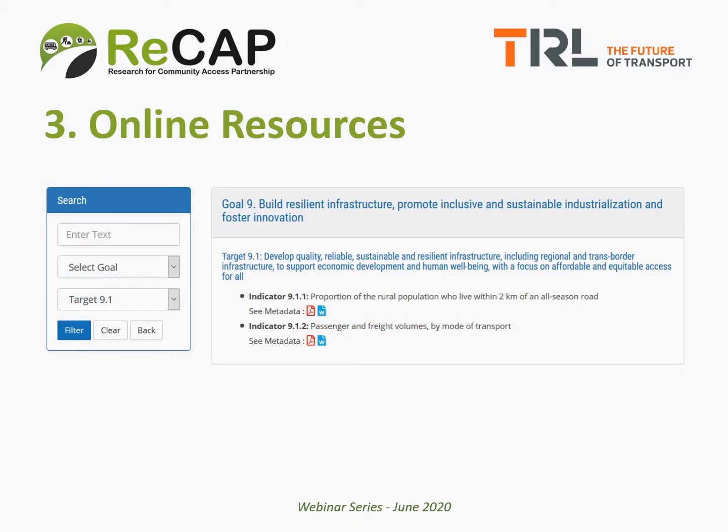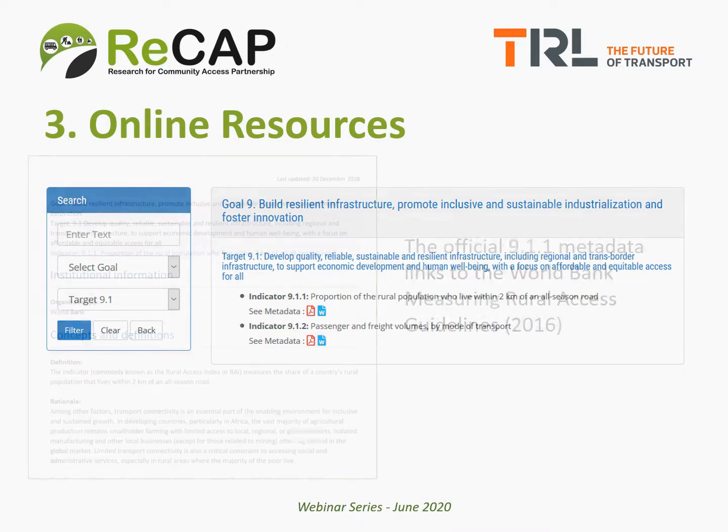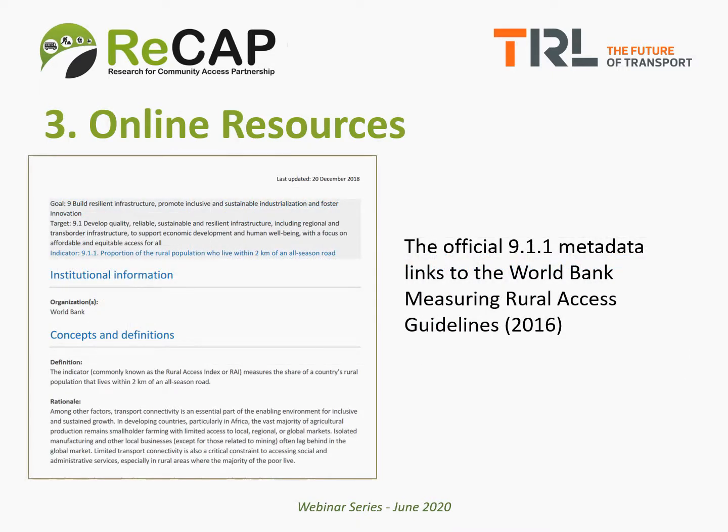Searching for Target 9.1 lets you download the metadata for 9.1.1, which includes the official methodology for the indicator as approved by the Interagency Expert Group. The metadata here is the 2016 World Bank methodology, which is currently the official methodology for calculating RAI. The metadata includes institutional information, concepts and definitions, methodology, data sources, data availability, a calendar, and references. The 2019 supplemental guidelines are still to be added to the SDG 9.1.1 metadata.